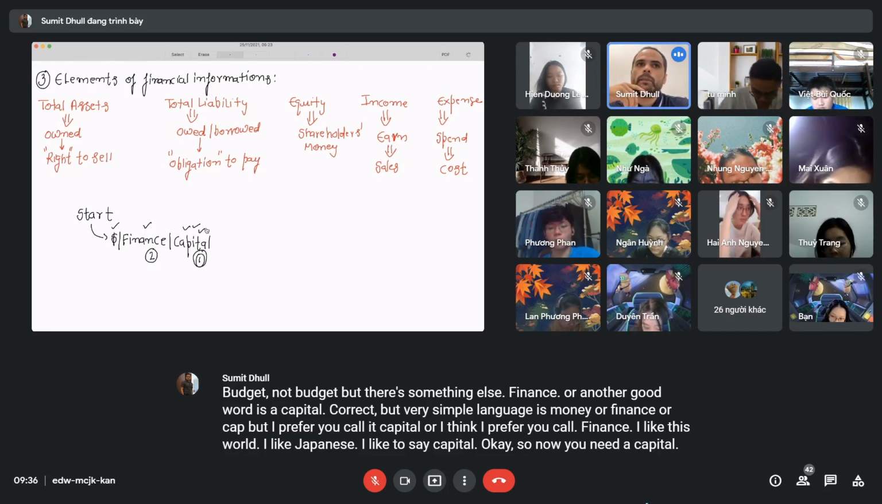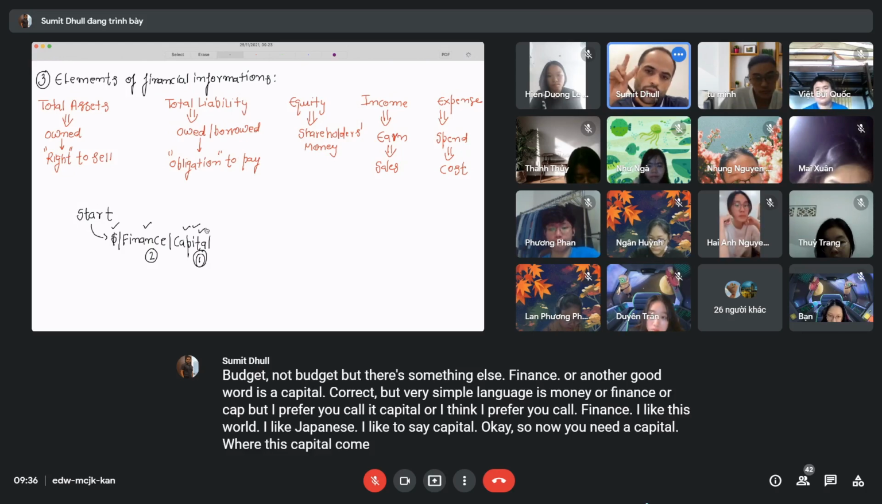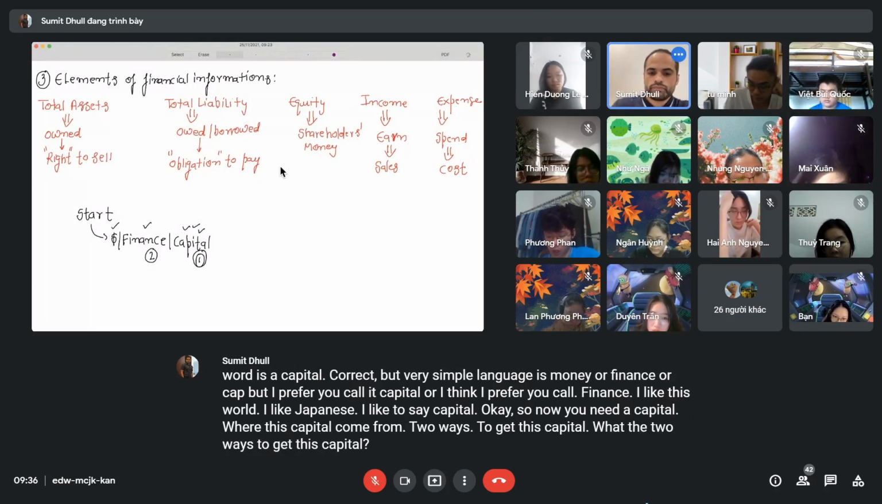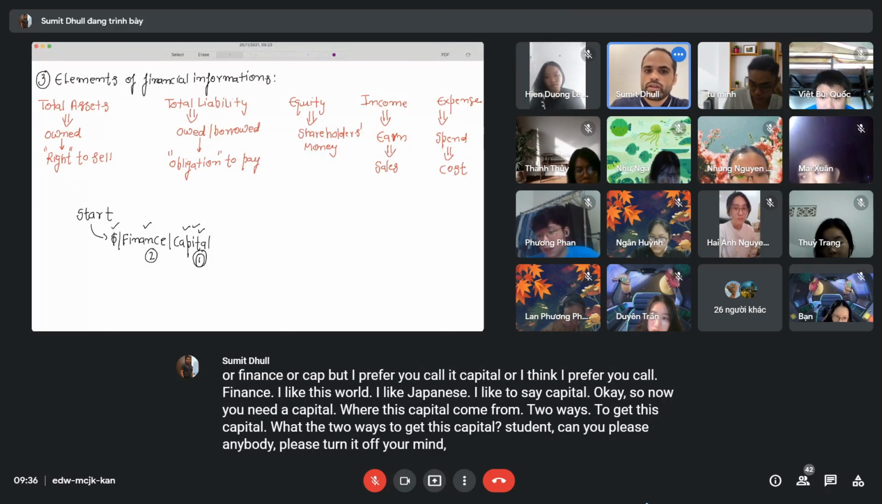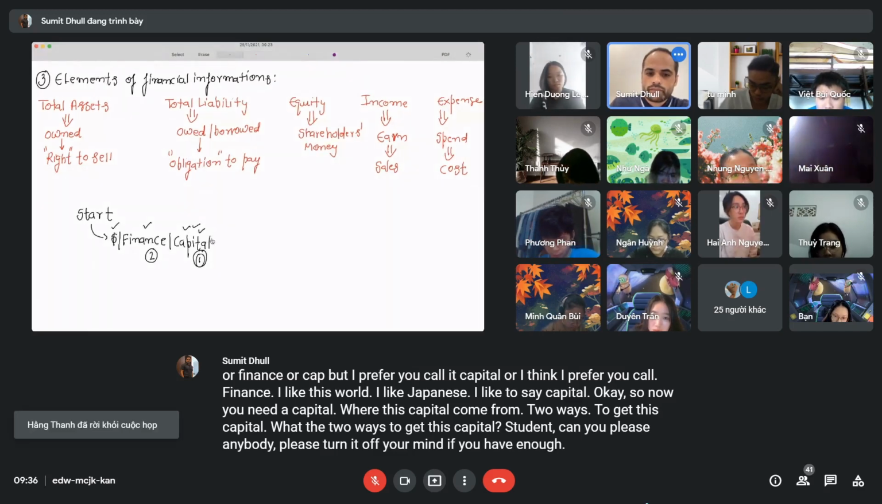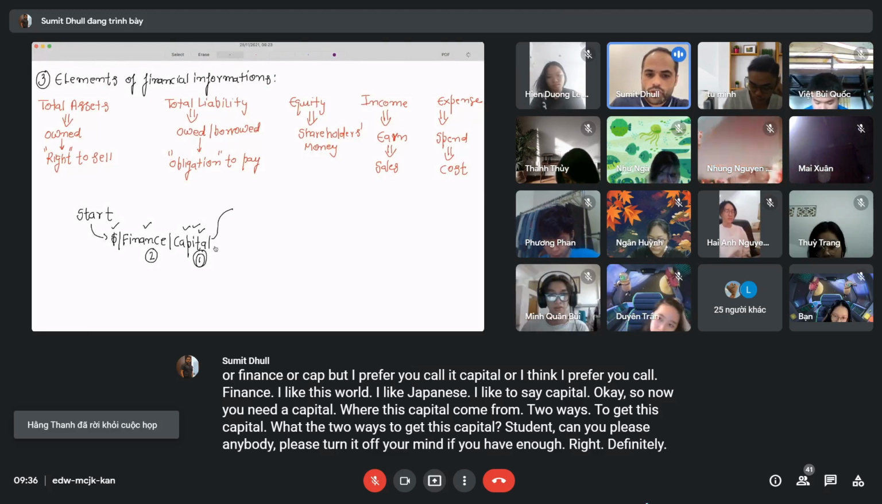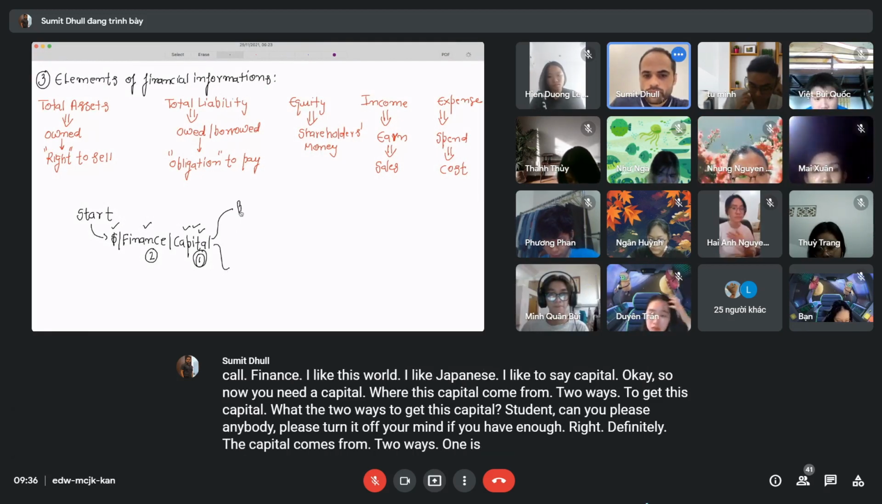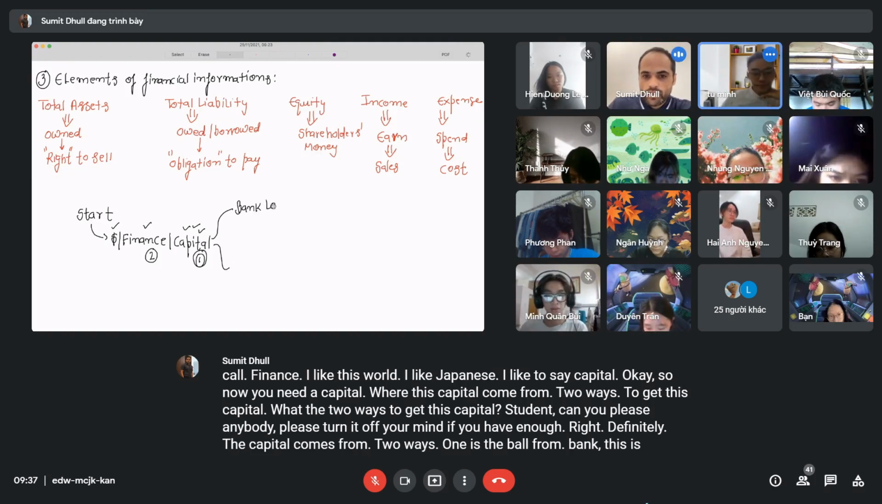Where does this capital come from? There are two ways to get this capital. Students, anybody, please turn on your mic if you have any question. So capital comes from two ways. One is you borrow from a bank.